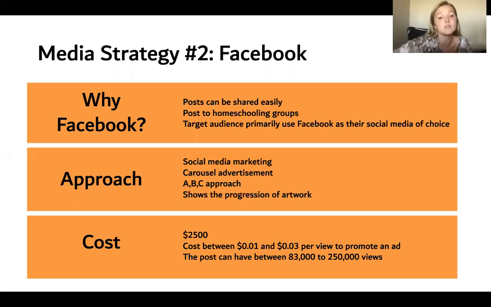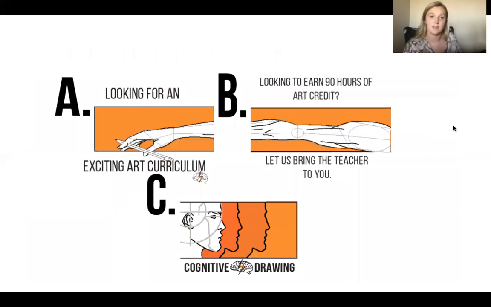So for the cost, we are going to spend $2,500, which we are going to pay at the beginning. The cost is between 1 cent and 3 cents per view to promote the ad. After doing some calculations, we predicted that we can get between 83,000 and 250,000 views with our budget of $2,500. And then for the ad, this is what the ad is going to look like.